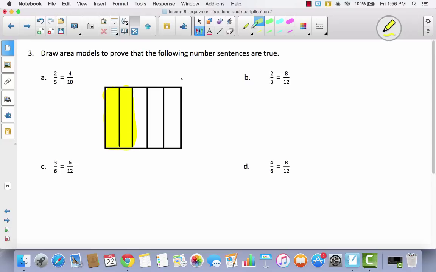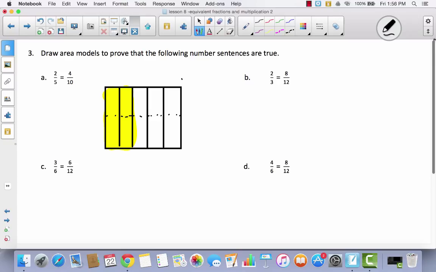Now I'm trying to prove that this is the same as 4/10. So look at what happened to the number of parts. They doubled. So that means I've only got to decompose this one time, just like this. So now I have 2/5 is equal to 4/10. It does not say that I have to use multiplication. It just says draw the area model.